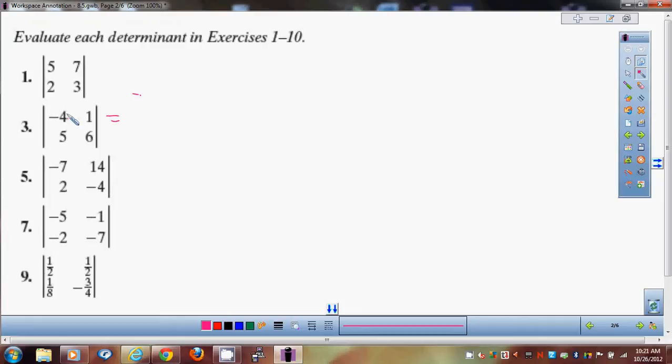What? No, that's the inverse. All I want today is the determinant. Hey. Oh, it was you I loaned a pencil to. Thank you. Oh, never mind.